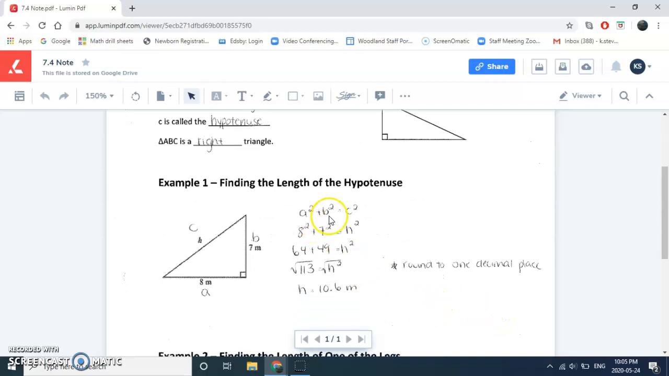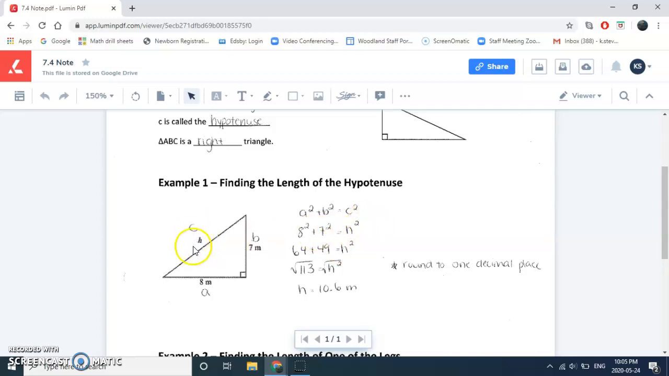So we have our a squared plus b squared equals c squared. Please remember to always write your formula. So we have a and b. It doesn't really matter which one is a and which one is b, but they are the two shorter ones. We see that one of them is 8 meters, the other one is 7 meters, so we're going to plug that in. So 8 squared, that would be 8 times 8, which gives us 64. And we have 7 squared, so 7 times 7, which gives us 49, will equal h squared.